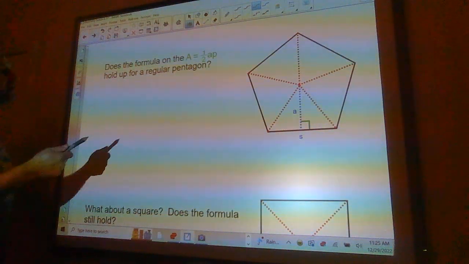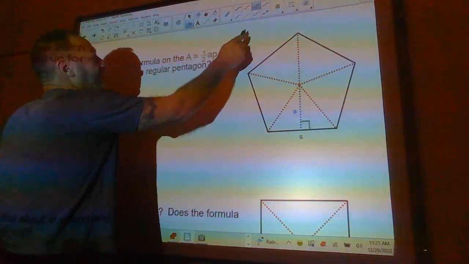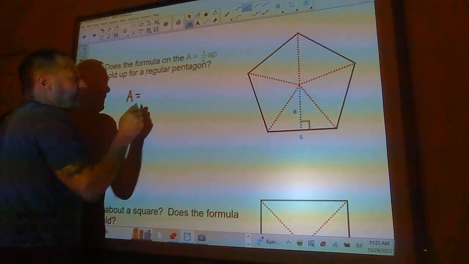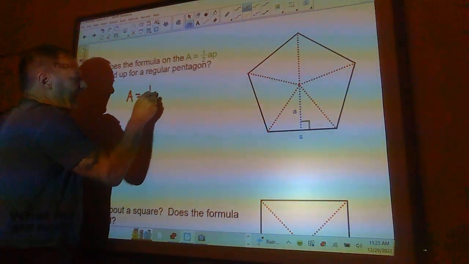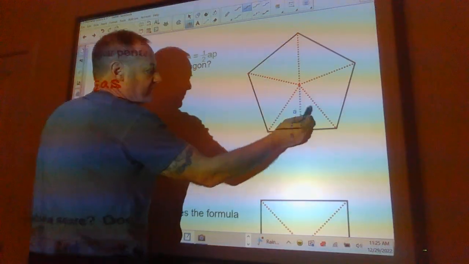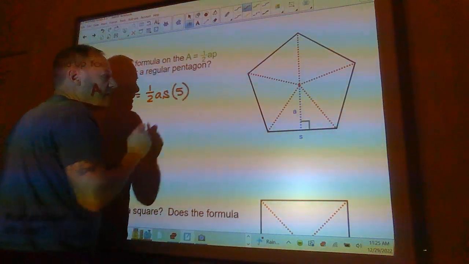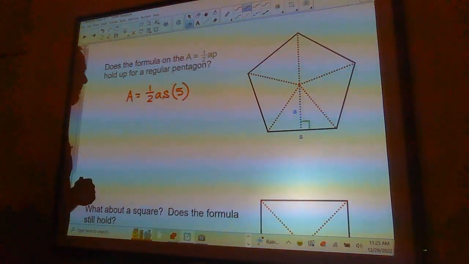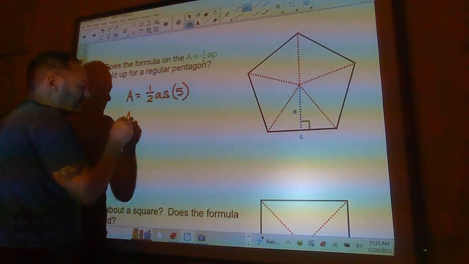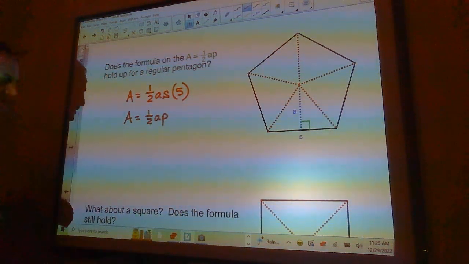Okay, so does the formula A equals 1/2 AP hold up for a regular pentagon? Sure it does. So we just talked about that. The area would equal half of A times S. That's going to be the area of this triangle right here. And then since there are 5 of them, I would multiply by 5. And 5S is just the perimeter, so this would be 1/2 A times P again.